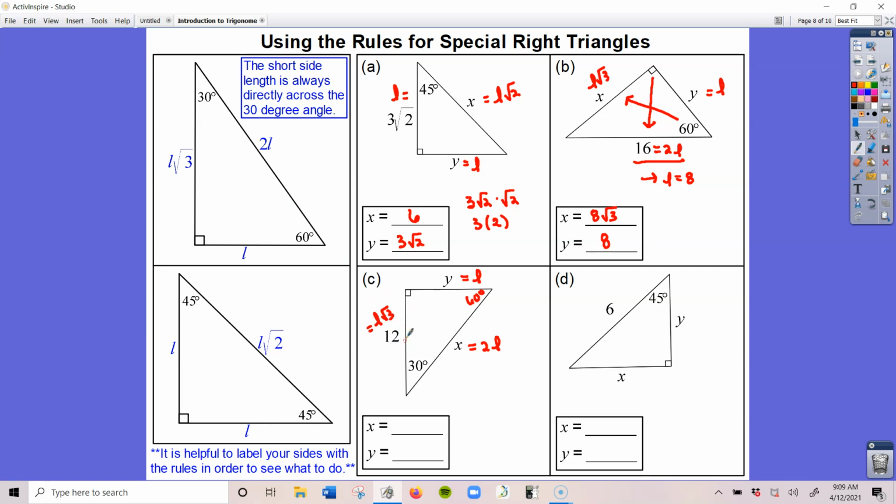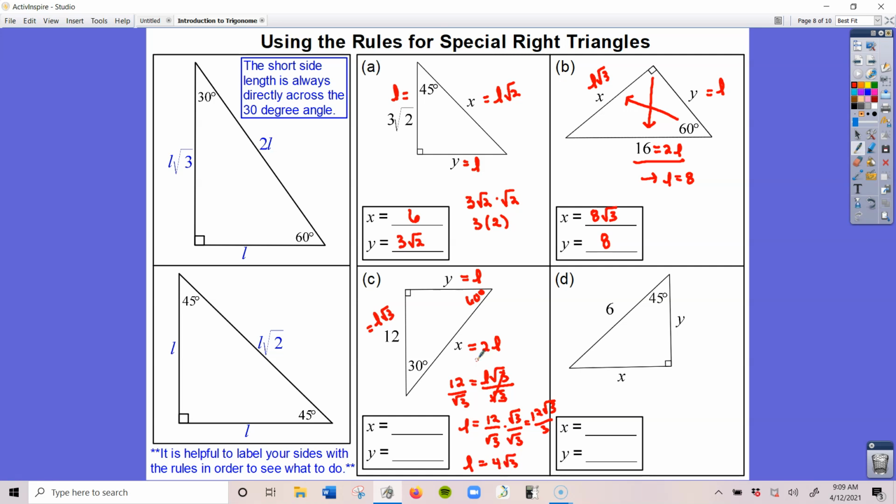So I'm going to use this equation here because I actually have that equal to a number, to solve for L. So 12 is equal to L square root of 3. Divide both sides by square root of 3, and we get that L is equal to 12 over the square root of 3. But remember that we learned we cannot have a square root in the denominator. So we're going to multiply by the square root of 3 over the square root of 3 to rationalize. And this gives me 12 square root of 3 over 3, which can be simplified to 4 square root of 3. So that is L.